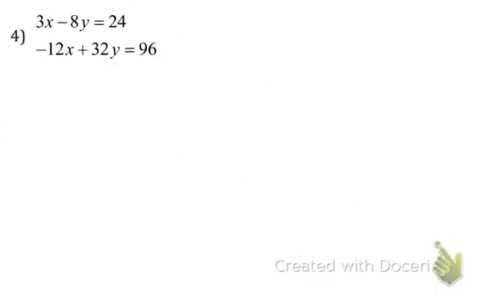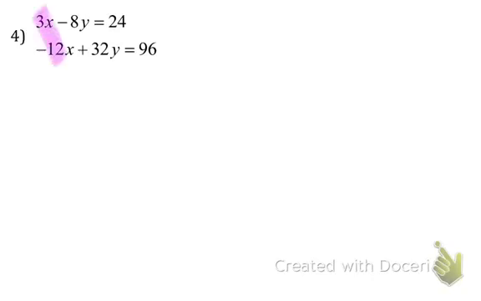Let's do one last elimination example. I have 3x minus 8y is equal to 24 and negative 12x plus 32y is equal to 96. So which variable is going to be easiest to eliminate? Well, either way, I could eliminate the x's because I know that 3, if I multiply by 4, will give me 12. I can also see that I can easily multiply 8 by 4 to give me 32. So I'm just going to choose the x's since I'm working with smaller numbers there.